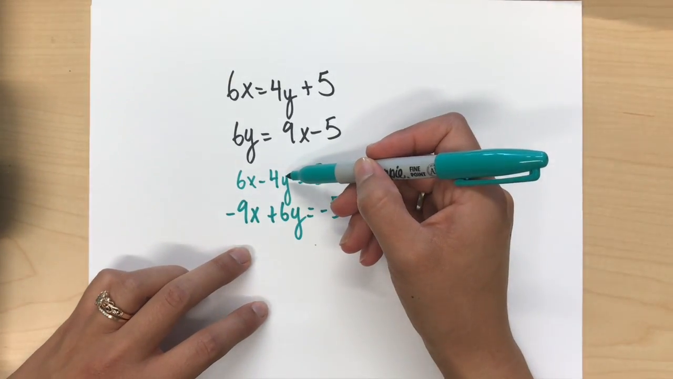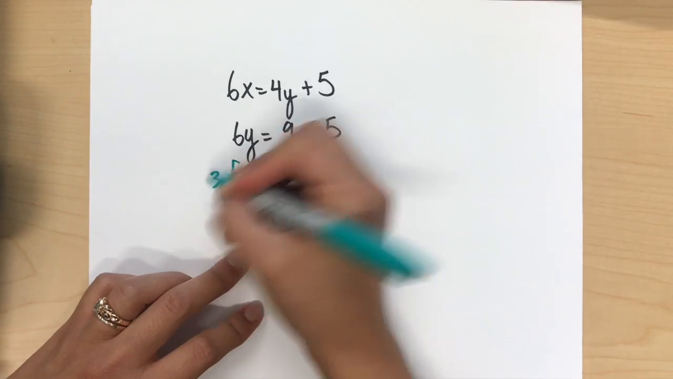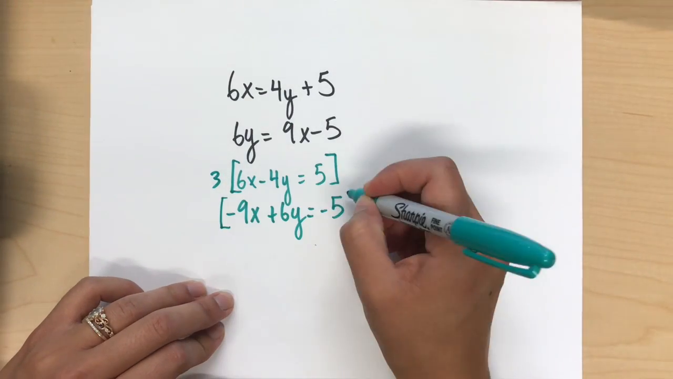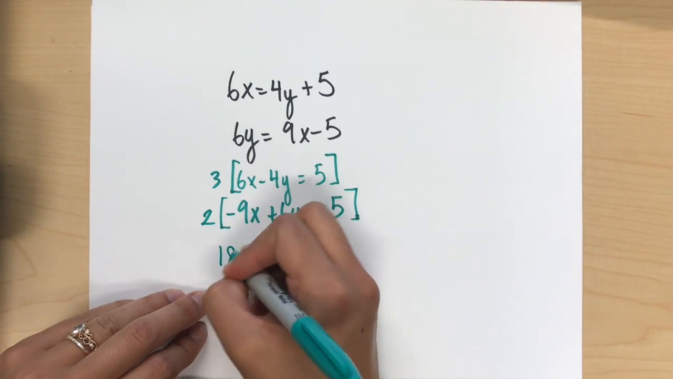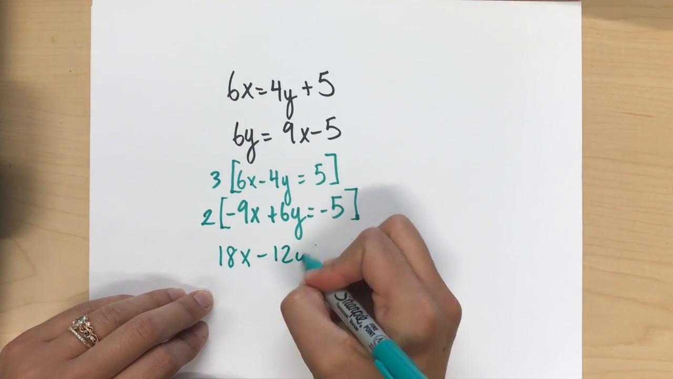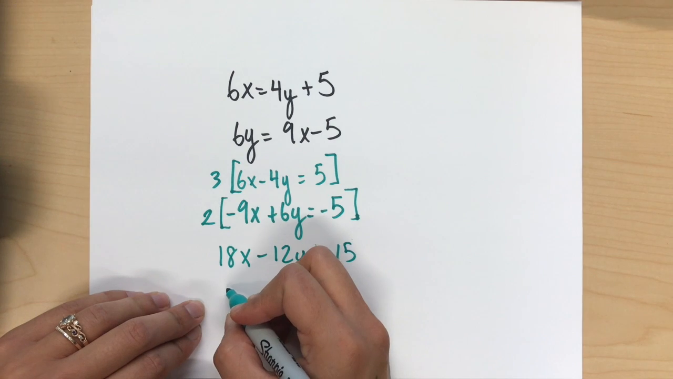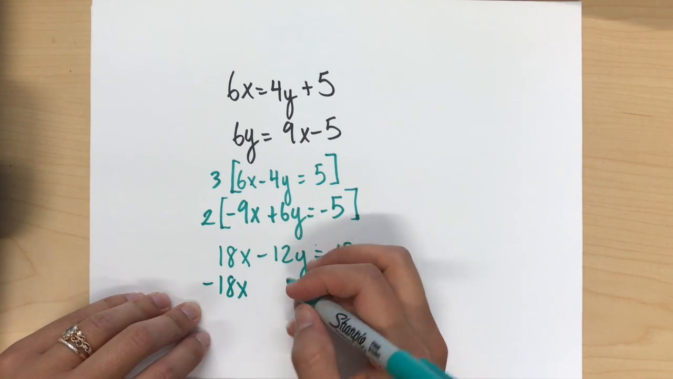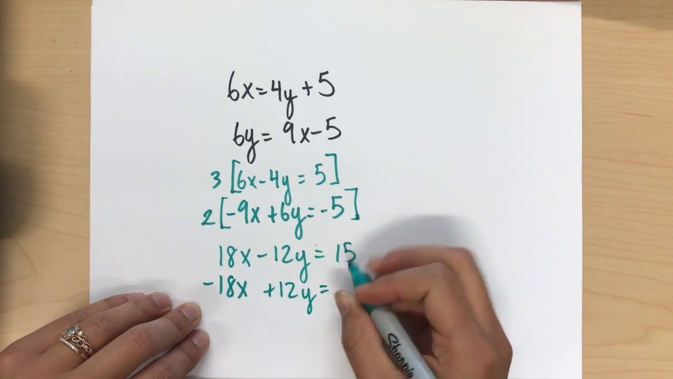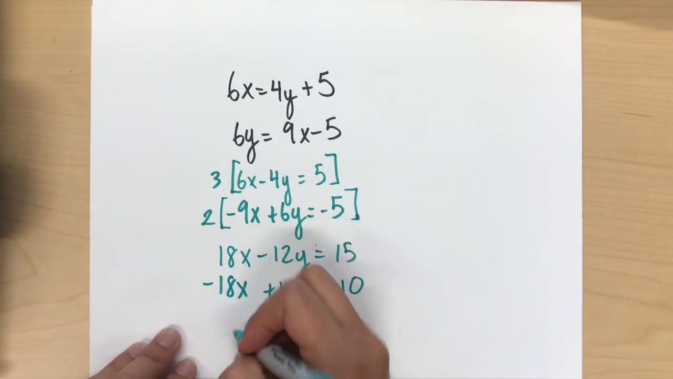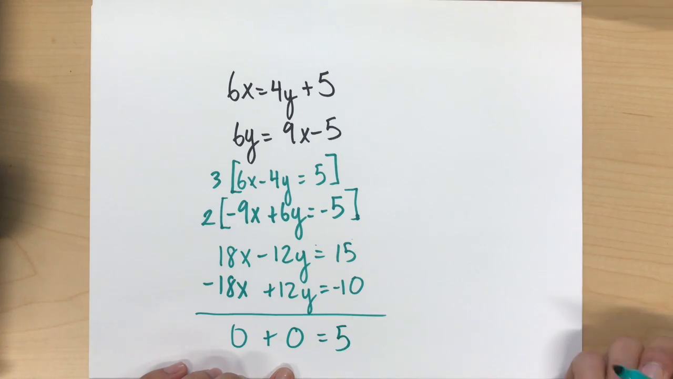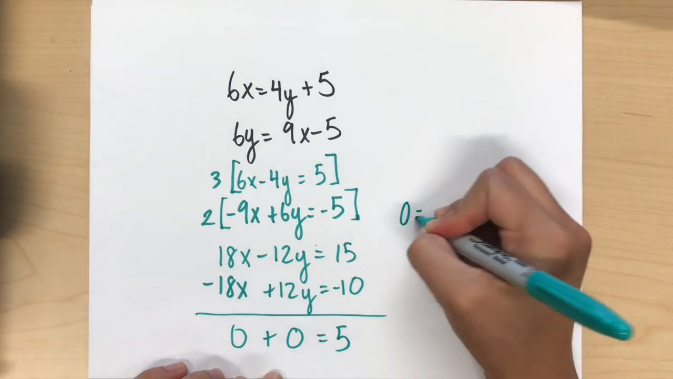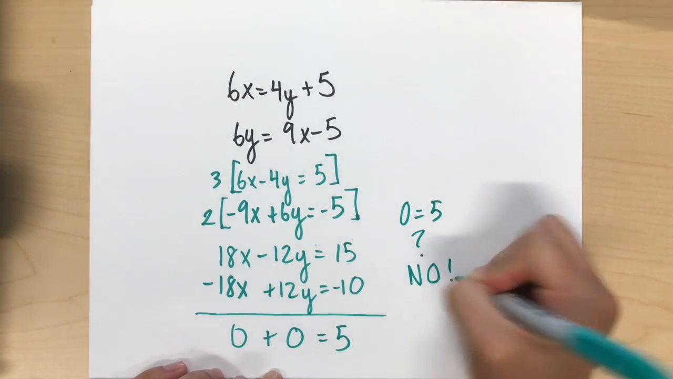So I see that in the top equation and the bottom equation, I want to get the same coefficient for y. So what I do is I multiply the top one by 3 so I can get negative 12, and the bottom one by 2 so I can get positive 12 in front of y. So then I see that if I multiply everything out, I end up getting 18x, negative 18x. So I get 0 for x, but I also cancel out my y's. And then I get 5 on the other side. Well, so then I have something that says 0 equals 5.